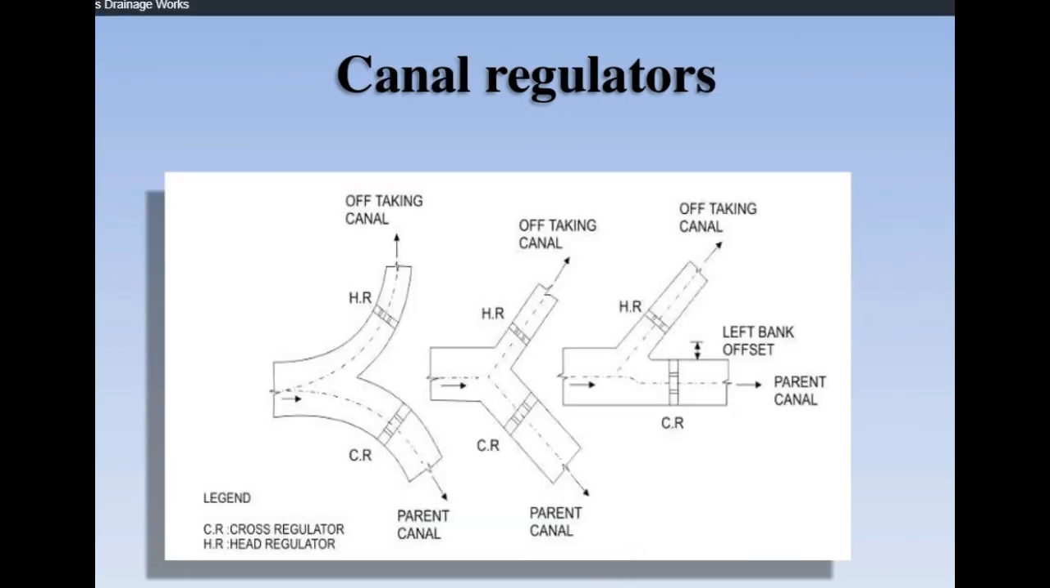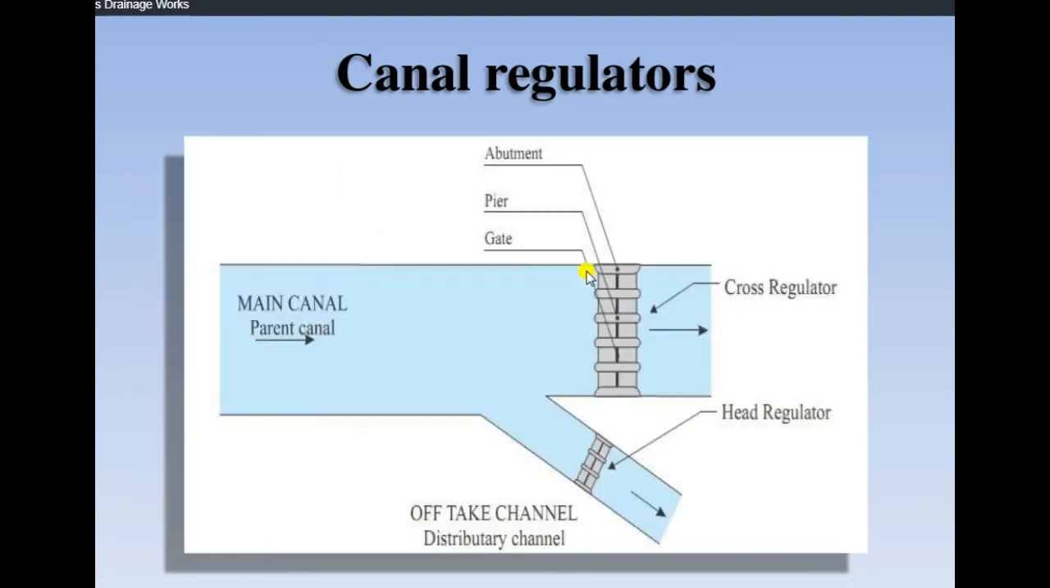Now these are the different locations of the head regulator and the cross regulator. The head regulator is for increasing or maintaining the water level in the main canal, and the cross regulator is to control the flow of water level. Here is the uptaking canal at a 45 degree angle. That is the head regulator and that is the cross regulator. These are the locations of the components for the head regulator and cross regulator.